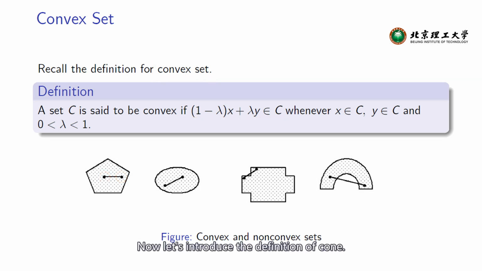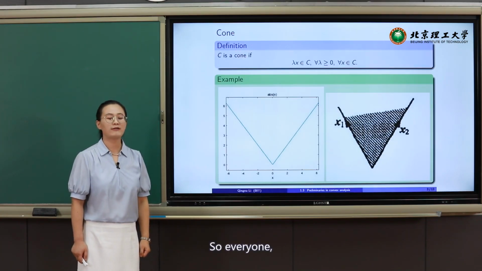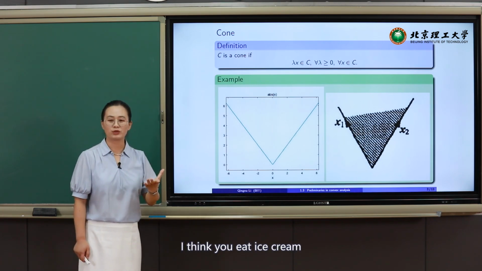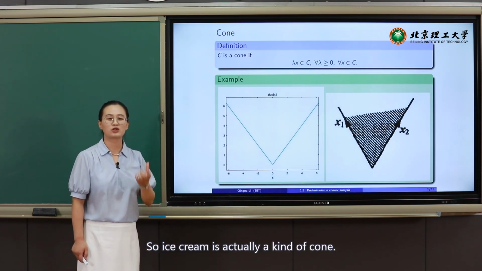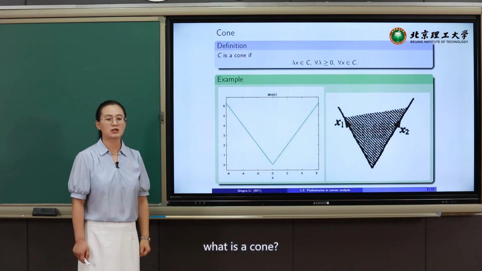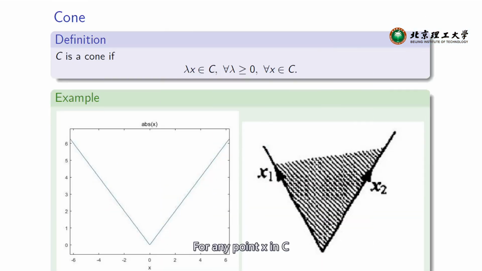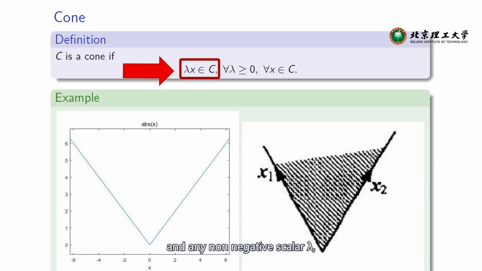Now, let's introduce the definition of cone. What is a cone? I think everyone eats ice cream, right? So ice cream is actually a kind of cone. Now, mathematically, what is a cone? A cone should satisfy the following condition. For any point x in C and any non-negative scalar lambda, this lambda x must be inside C. Then C will be called a cone.